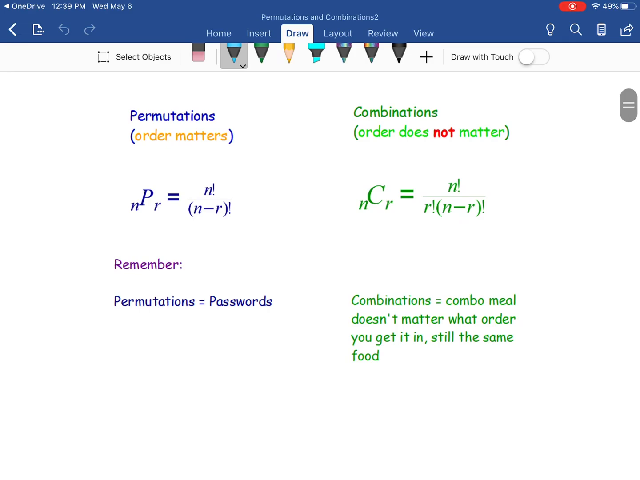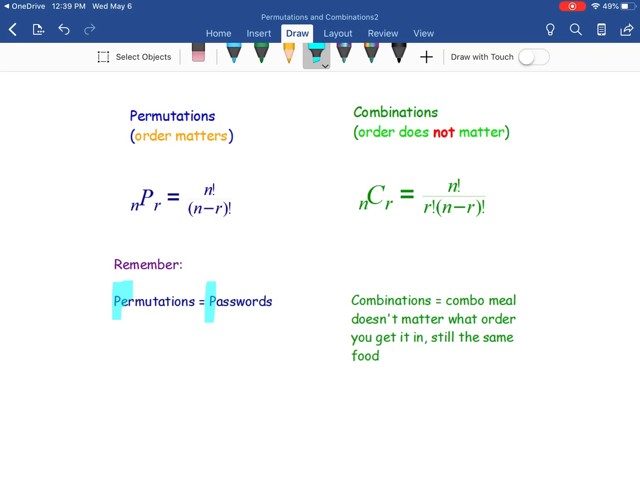So looking at permutations and combinations, here's the difference. Permutations, order matters. Permutations are like passwords. If my password was dragons19 and I typed in dragons91, my computer wouldn't let me in, right? Because 19 and 91 are different. The order matters for that password.